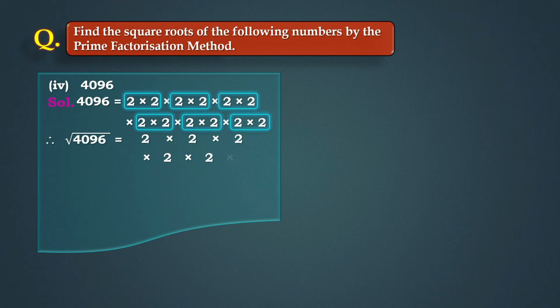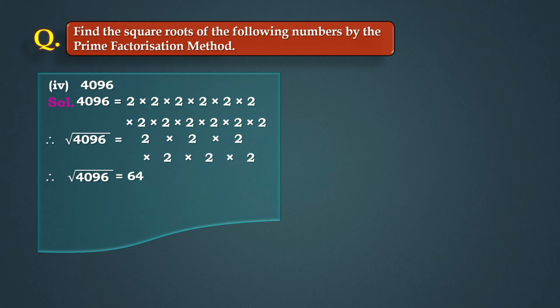So, the square root of 4096 is equal to 2 multiplied by 2 multiplied by 2 multiplied by 2 multiplied by 2 multiplied by 2. Now, multiply them step by step. 2 multiplied by 2 is 4. 4 multiplied by 2 is 8. 8 multiplied by 2 is 16. 16 multiplied by 2 is 32. 32 multiplied by 2 is 64. Therefore, the square root of 4096 is 64. Keep practicing such examples to master the prime factorization method easily.